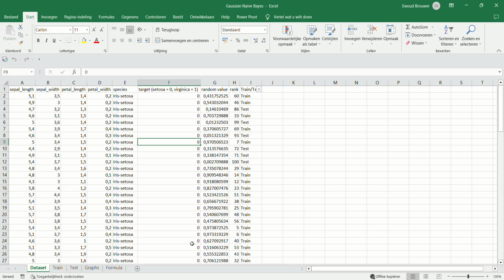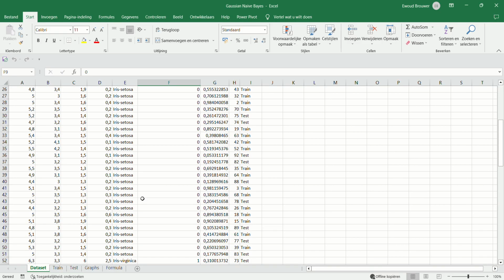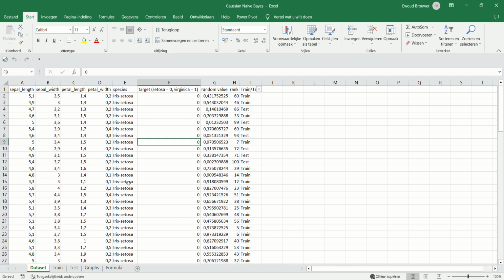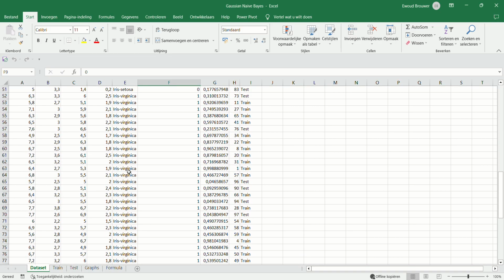I used again the iris dataset. The iris dataset is a dataset with three flowers: the setosa, the virginica, and another one. I used the setosa and virginica. I picked them out for this one because then I will have a binary classification problem with one dependent variable with two classes. Setosa is 0 and virginica is 1.